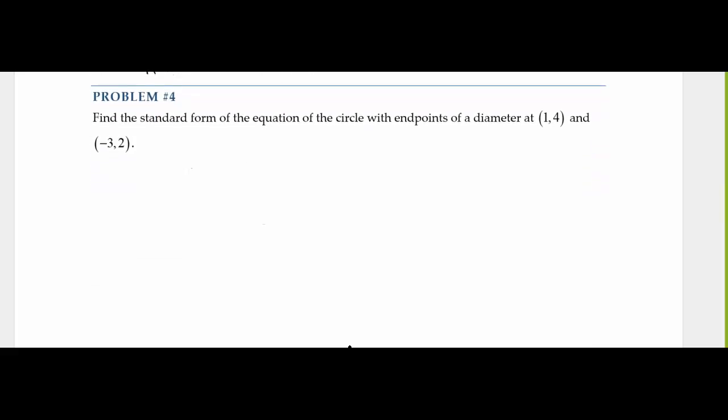And it's this. So let's think about what this one's asking us to do. Find the standard form of an equation of a circle with endpoints of a diameter at 1, 4 and -3, 2. So remember, a diameter of a circle is from one side of the circle through the center to the other side. So we're given these two endpoints here.